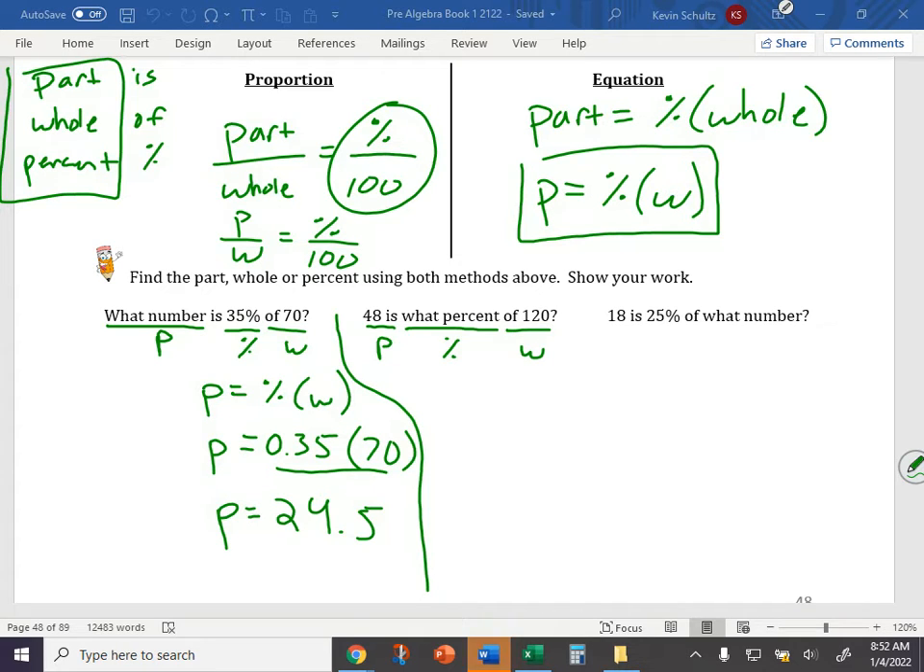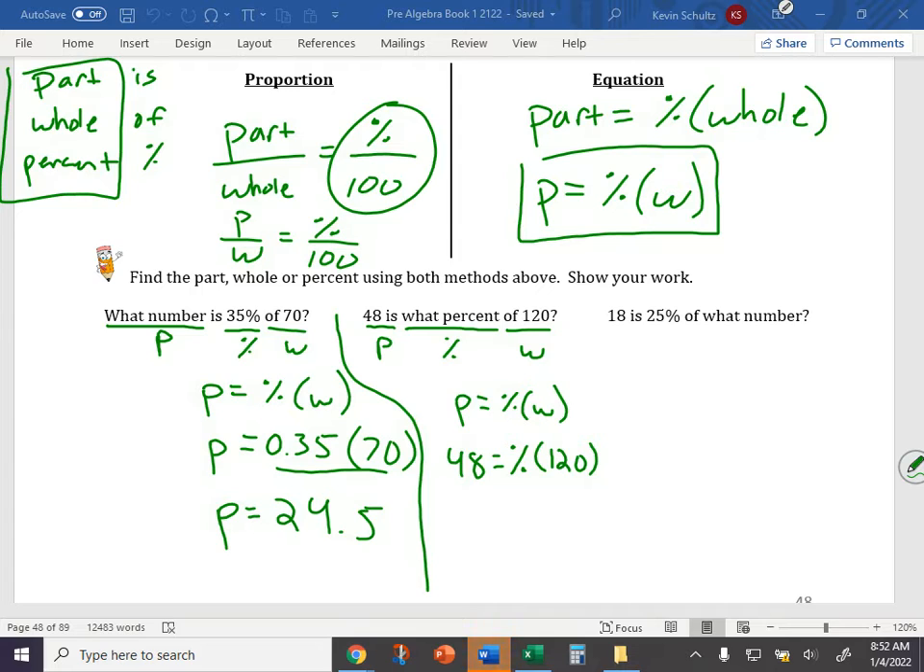Okay. So using that equation method, P equals percent times W. The P is 48. We don't know the percent, so we're going to leave that as a percent symbol. And our W, our whole, is 120. There's a little bit more work to do for this one than the last one because what we're solving for isn't already by itself.